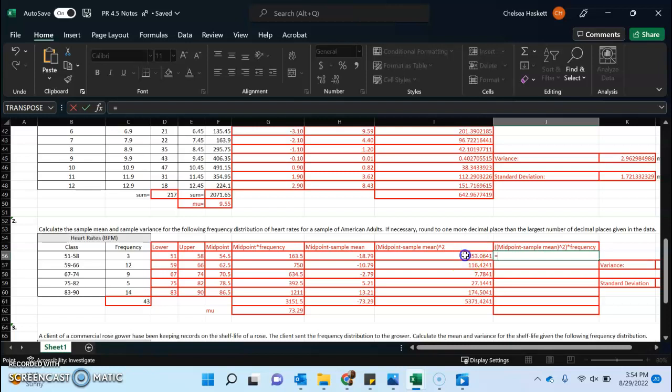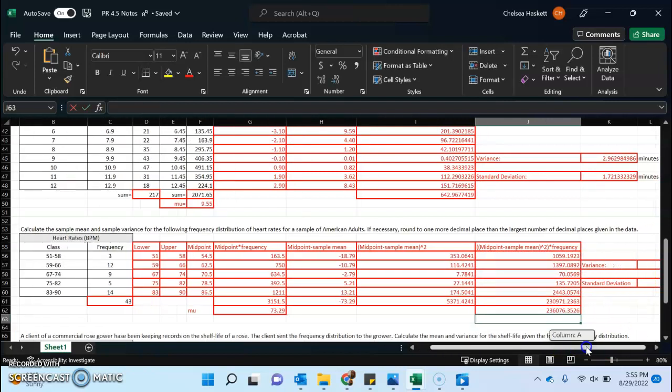So we're going to take midpoints minus the sample mean, squared, and then that's times the frequency. Okay, and we drag it on down. All right, so then we sum it all up. The top part of that fraction, we sum on up. Maybe pull it on down, sum it.